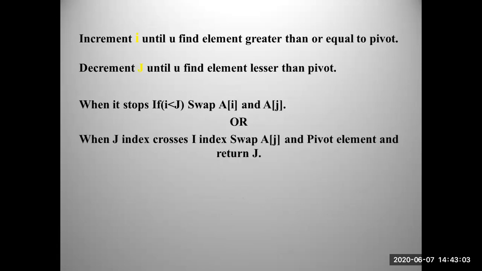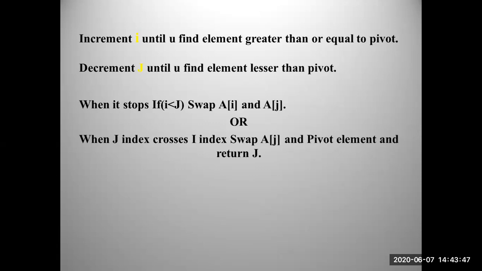So here, as I said, the first element will be taken as the pivot element. And here you're taking two variables, i and j, where i will be pointing to the second element and j will be pointing to the last element. What exactly you're doing is incrementing your i index until you find an element that is greater than or equal to the pivot element. So you keep on incrementing your i value until you find an element that is larger than or equal to the pivot element.